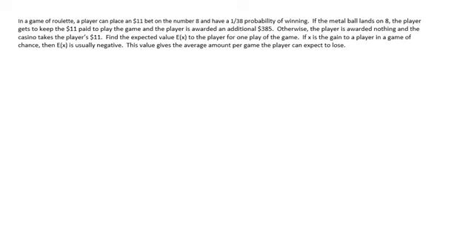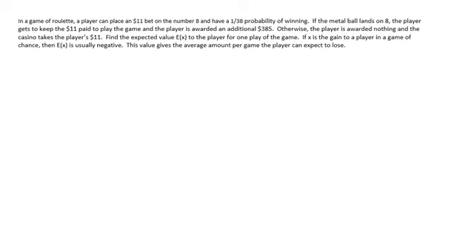In a game of roulette, a player can place an $11 bet on the number 8 and have a 1 out of 38 probability of winning. If the metal ball lands on 8, the player gets to keep the $11 paid to play the game, and the player is awarded an additional $385. Otherwise, the player is awarded nothing and the casino takes the player's $11.